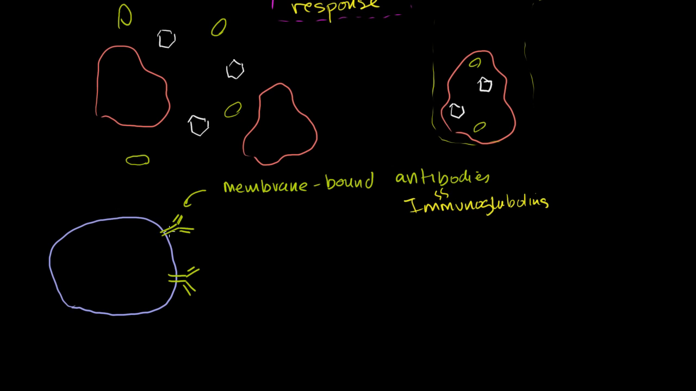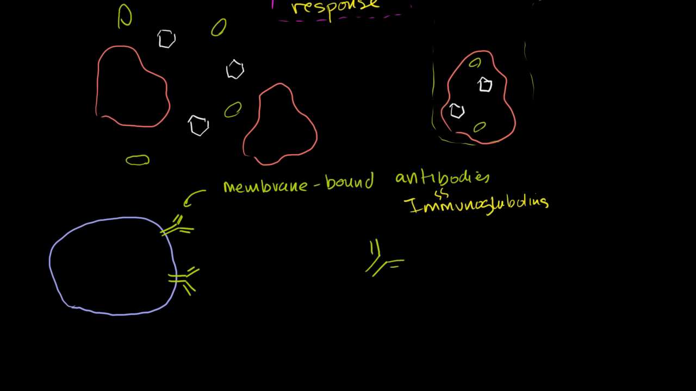Now, B cells have these on the surface of their membranes. These are membrane bound. Usually when people talk about antibodies, they're talking about free antibodies that are going to just be floating around like that. And I'm going to go into more detail on how those are produced. Now, what's really interesting about these membrane-bound antibodies, and these B cells in particular, is that a B cell has one type of membrane-bound antibody on it.